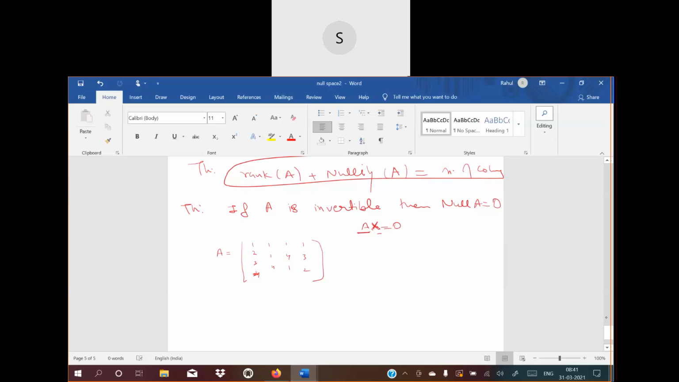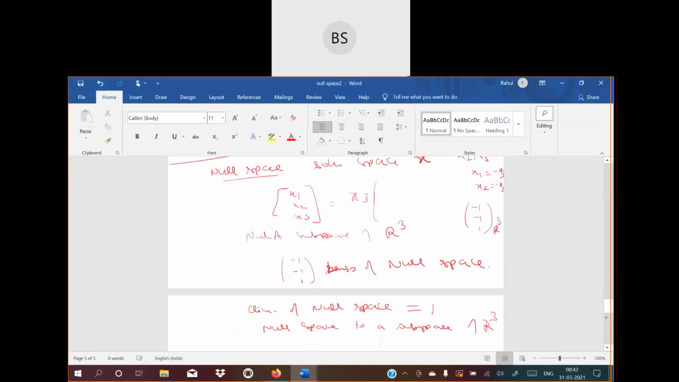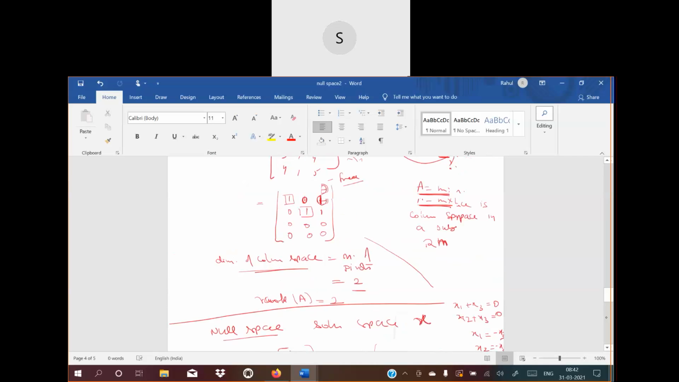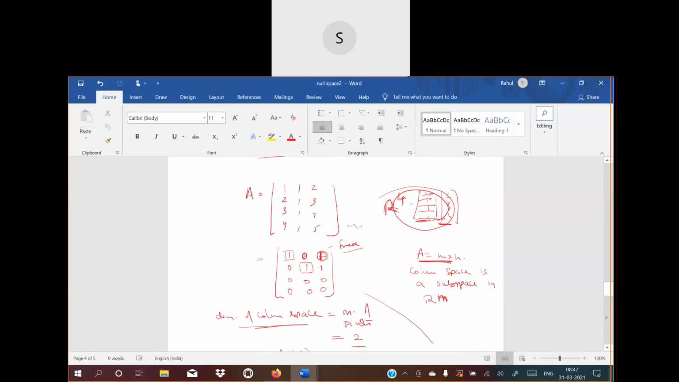Ma'am, I had a doubt. In the above example, why is the null space not in R4 but in R3? See, it is very clear now. Null space is what? Ax equal to 0. Once I reduce this A into reduced row echelon form, after this, what will I write? This is my A. Now I will multiply this with x1, x2 and x3 to get the solution.